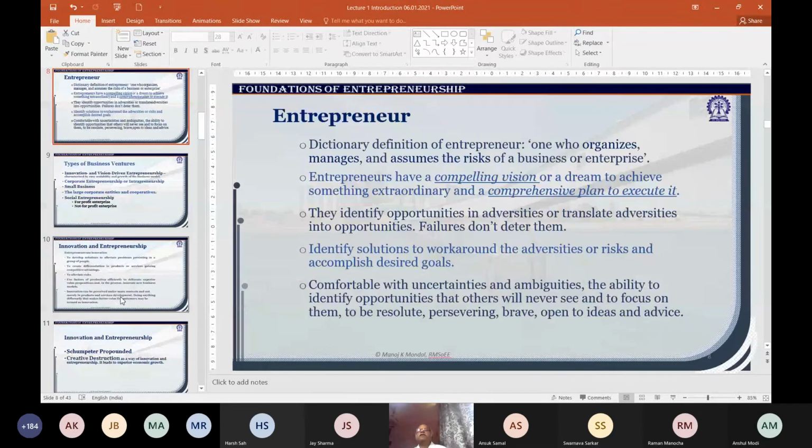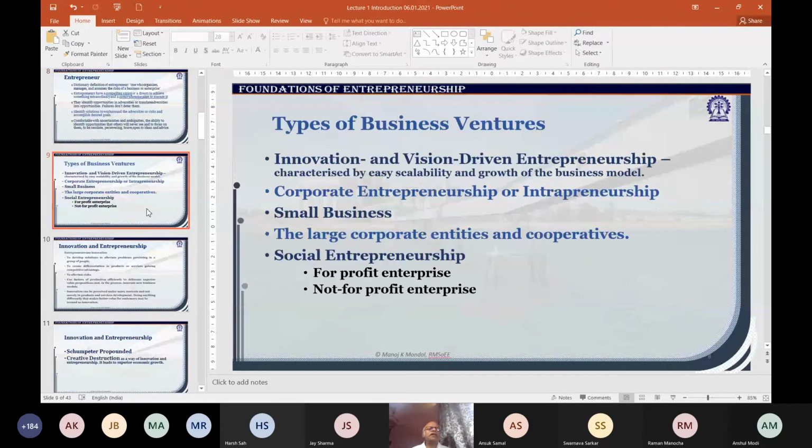Remember this. There are many definitions of entrepreneurship. You read them. I'll share the slides right now, and you should be able to read all those. But there are some elements I would like to gradually add, so that you have a holistic view about entrepreneurs.